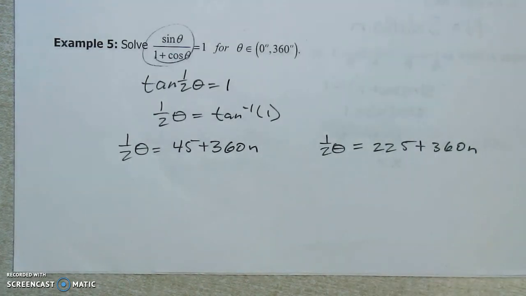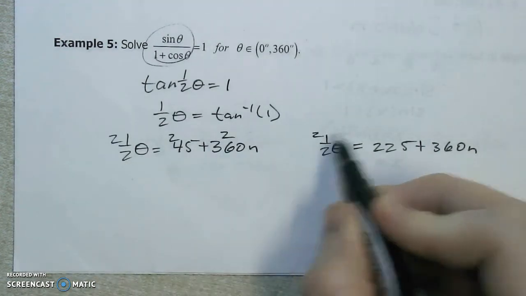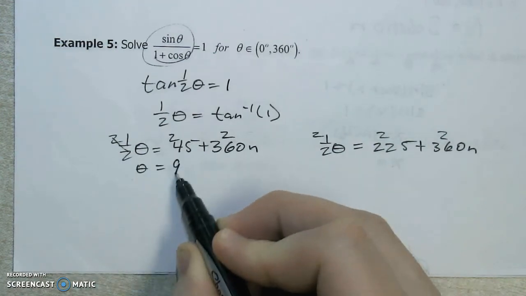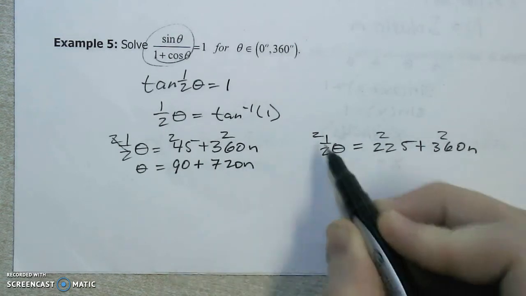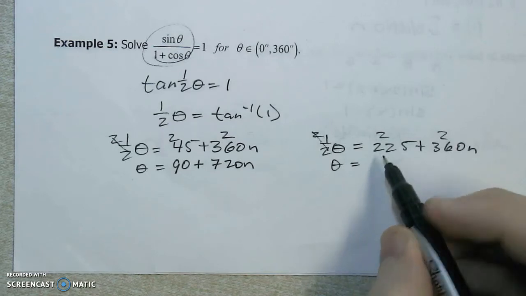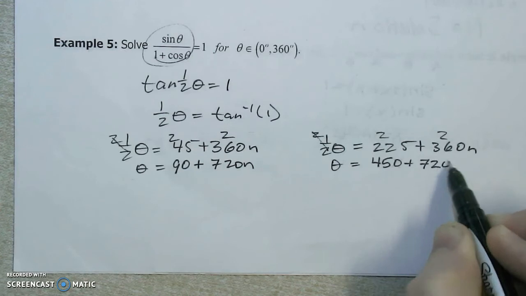Now, we want theta, we don't want 1/2 theta, so now we gotta get rid of the 1/2 and multiply everything by 2 in both equations. So that's 90 plus 720n. Here we get 450 plus 720n.